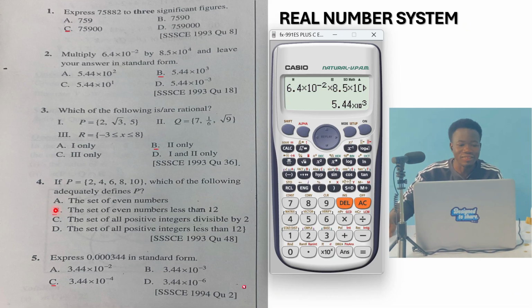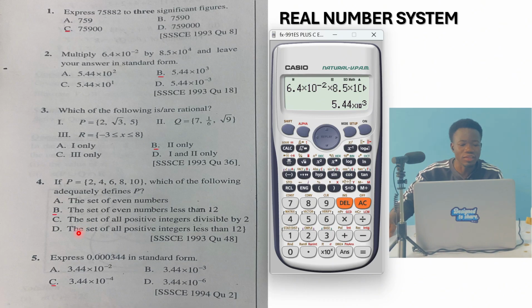C says the set of all positive integers divisible by 2. Look at this. All integers are what? Divisible by 2. But it is not all the integers that are inside this. We only have 2 to 10. There are a lot of positive integers that are not inside it. So C is also nullified.